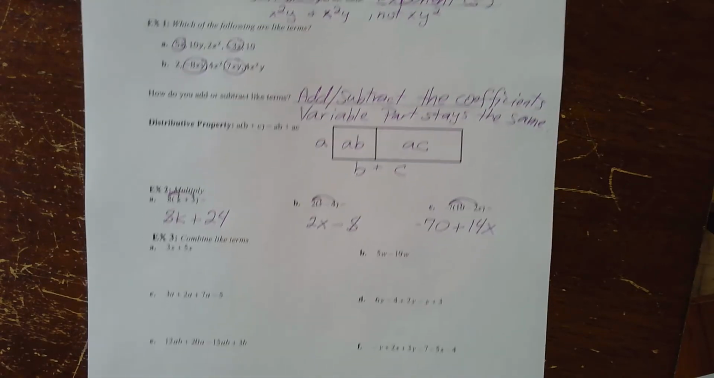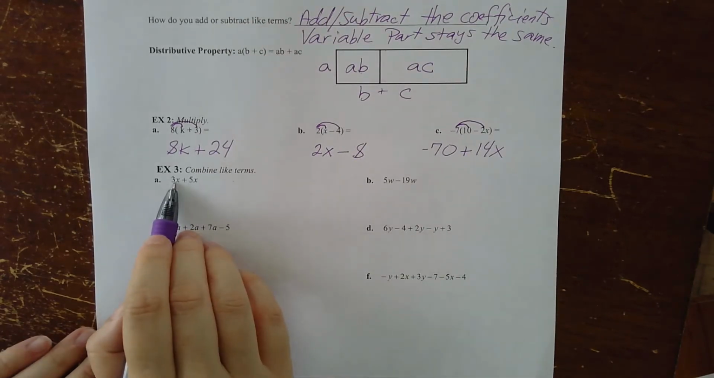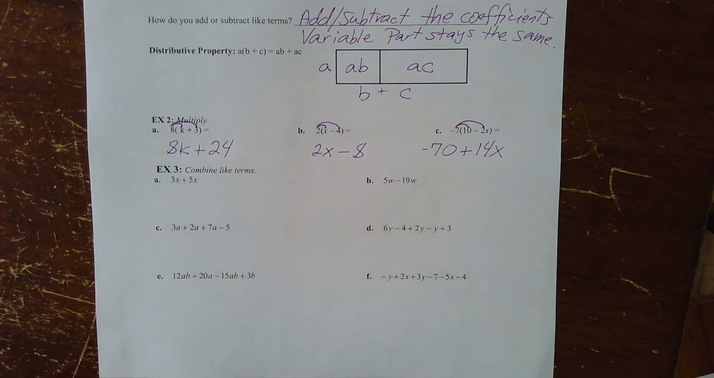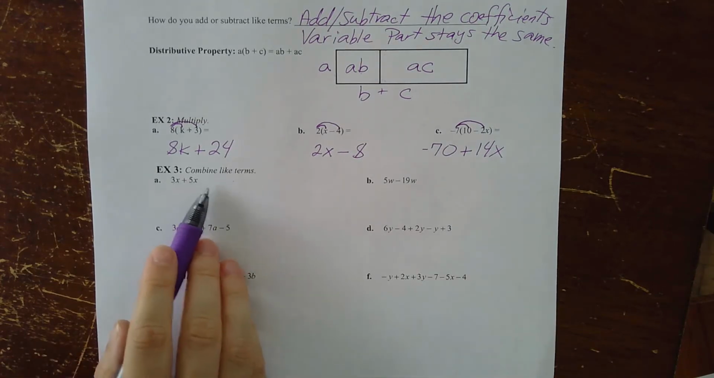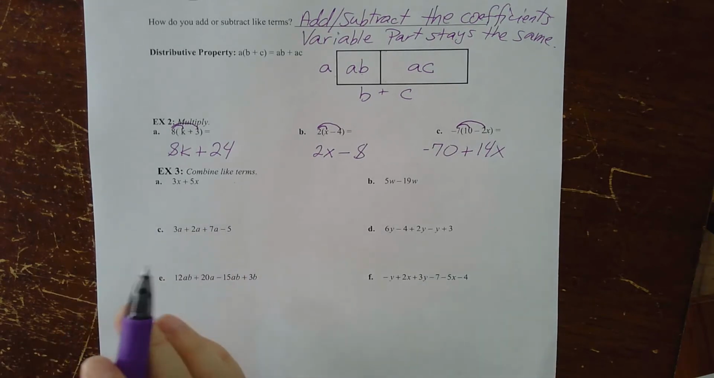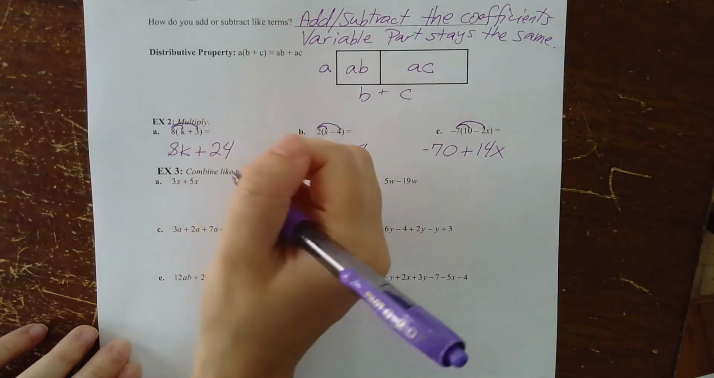Next up, let's practice combining like terms. So my first one, I have 3x plus 5x. So first off, are they like terms? They both have an x, and they're both just an x to the first power. That doesn't have an exponent, it's not squared or cubed or anything like that. So yes, they are like terms, so we can add them.